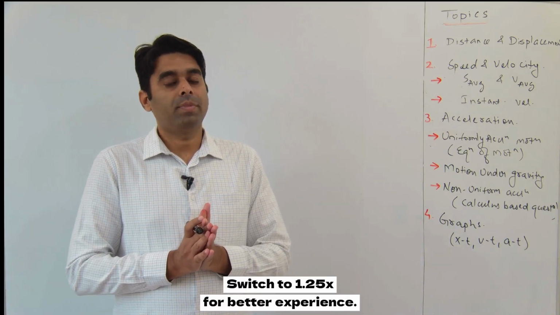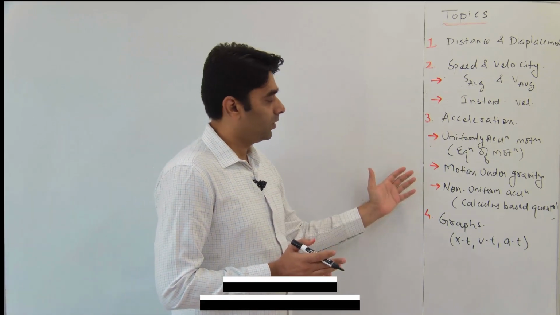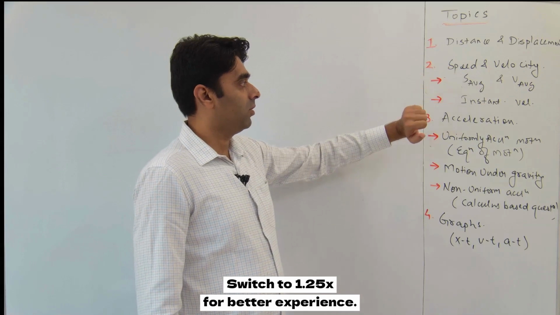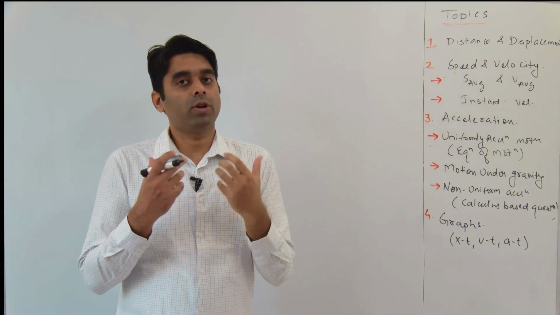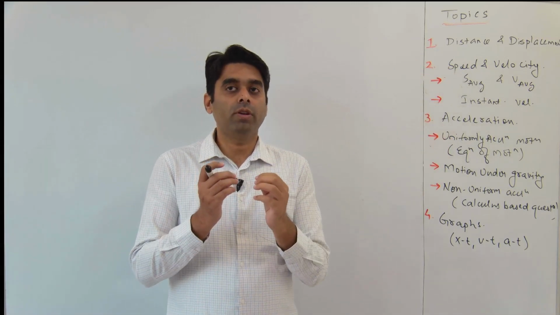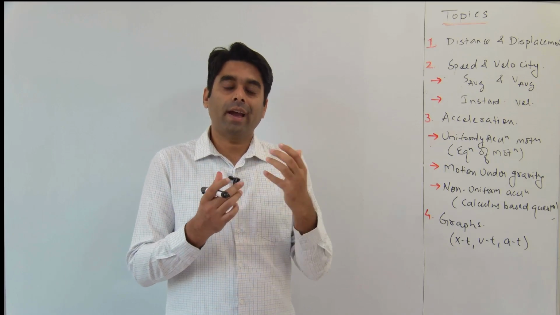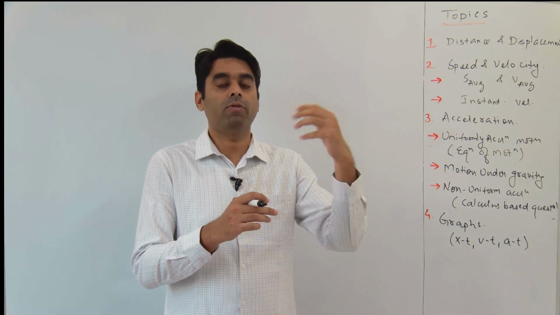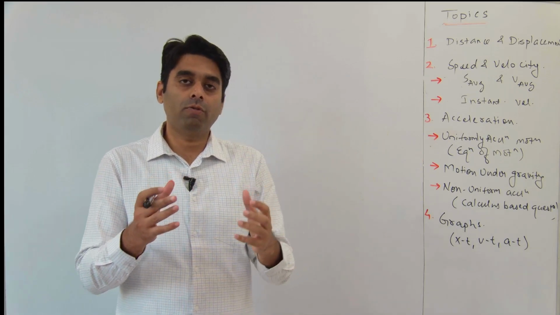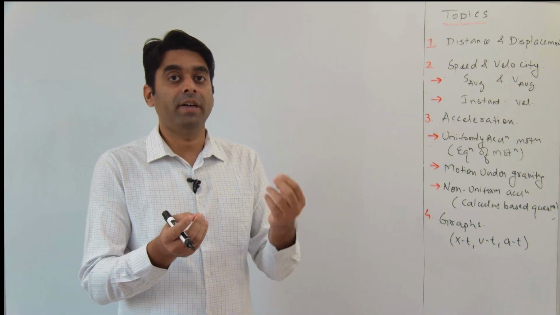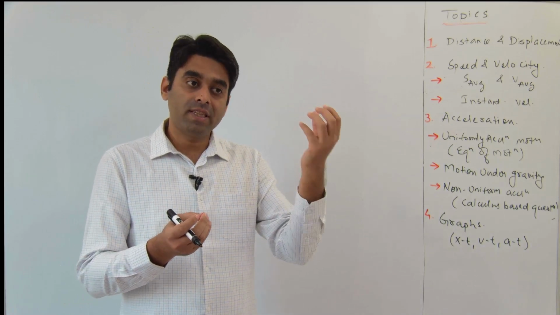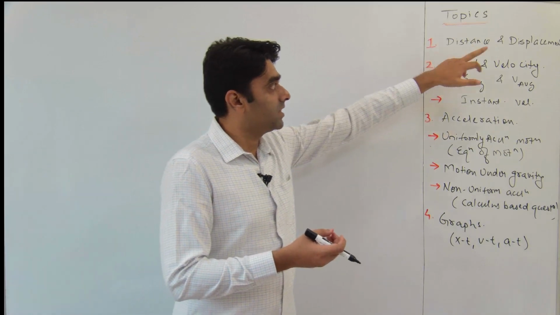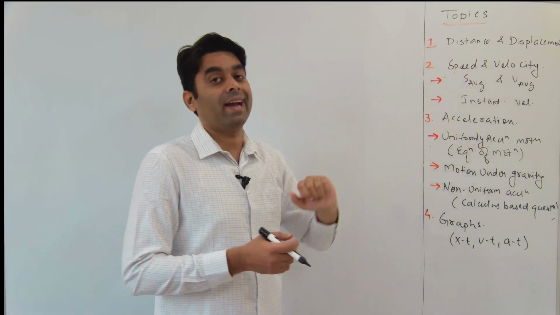In this chapter, we have the following topics: distance and displacement, speed, velocity, acceleration. So basically, what is motion in 1D all about? Kinematics in general is about studying the motion of a body, of an object. We study the motion of an object using some motion parameters. What are motion parameters? Physical quantities which help us in understanding the motion. For example, distance, displacement, speed, velocity, acceleration, right?